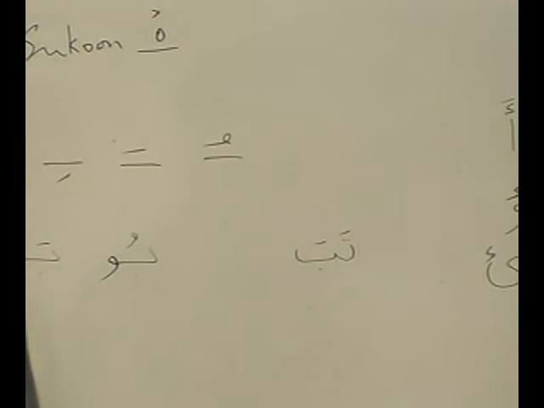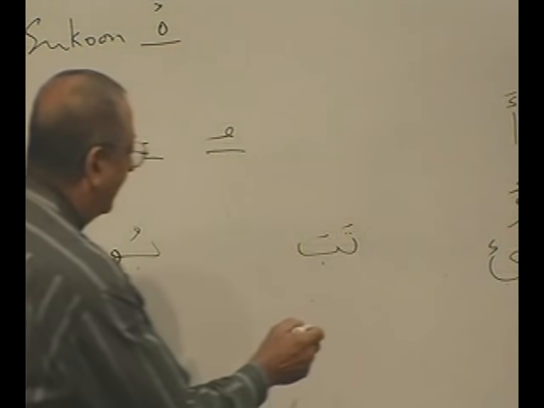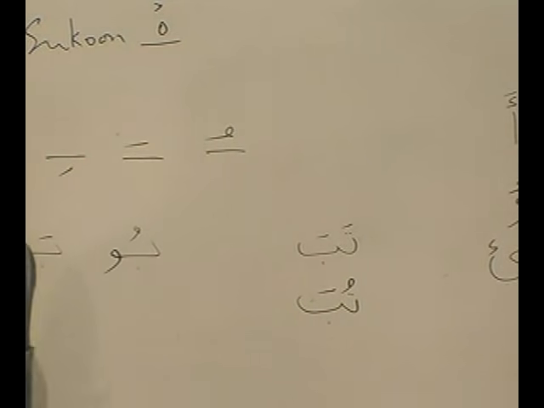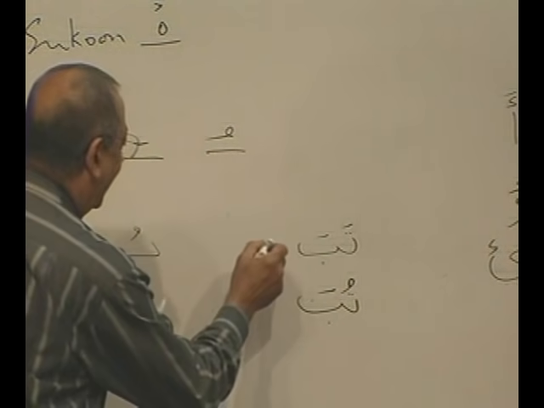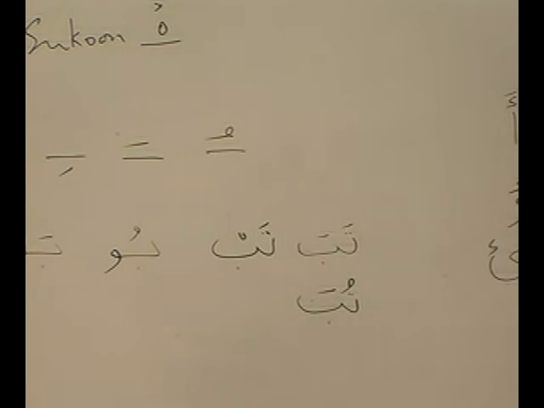Okay. I give you another example, brother. What is this, brother? Taba. Okay. And what is this? Tuba. Are you with me? Now I write down like this. What is this? Tab. There is no vowel sign on ba. See how you pronounce ba? Tab.